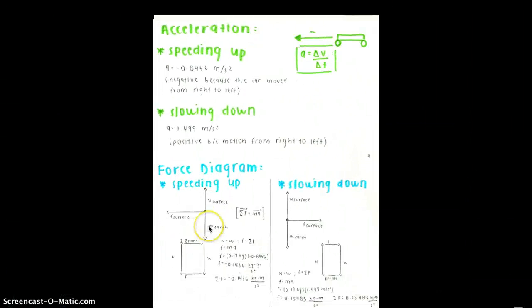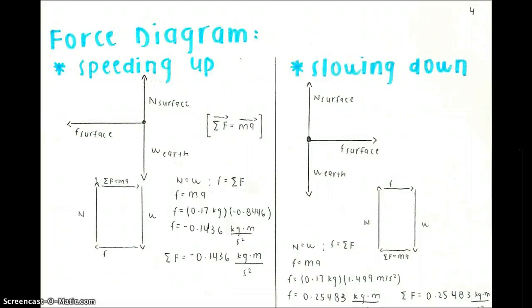Next, we have the force diagram of our car. So when it is speeding up, we have the weight of the earth, gravity pushing down, and we have normal force of the surface pushing up. And then we have the force of the surface on the car, or the friction. And in this case, the friction from the surface is causing the car to speed up in the negative direction, which is why this force is facing to the right.